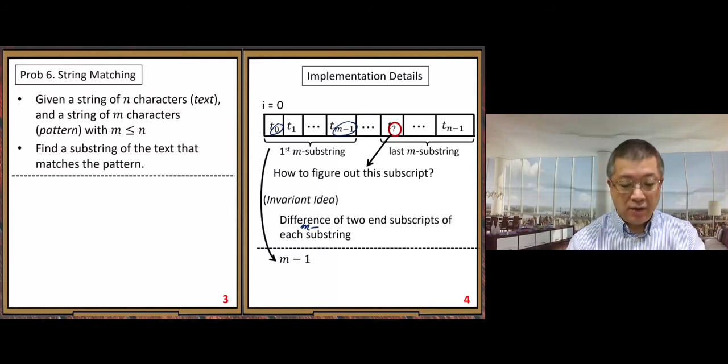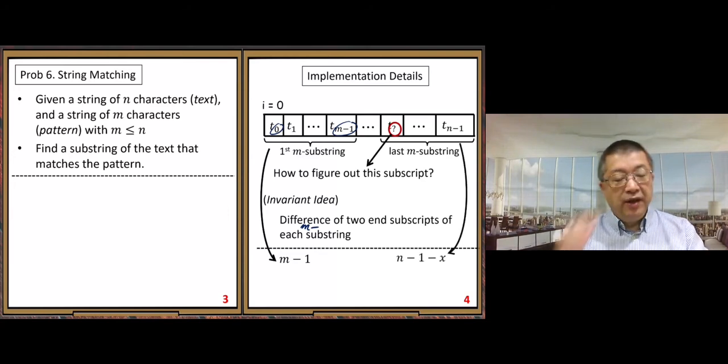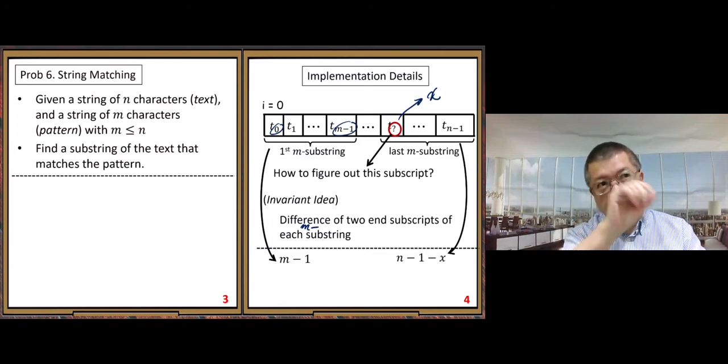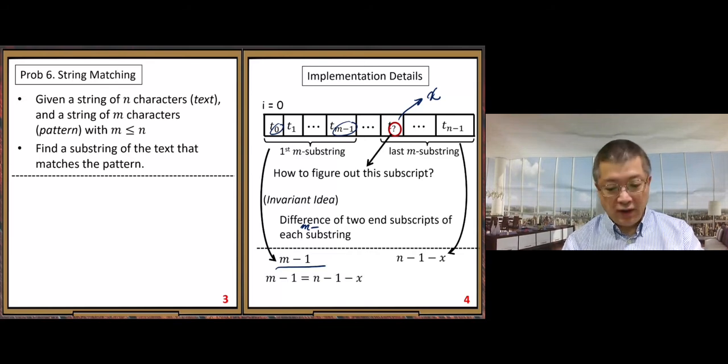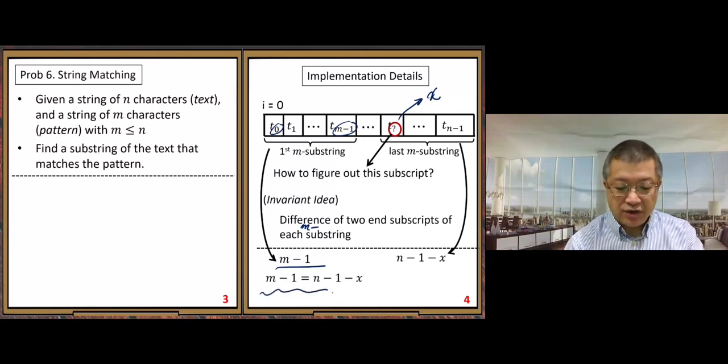All right, so let me show you. Here, the difference of those two numbers. Here I use x to represent the question mark. It's unknown, so we need to solve for this value x. So n minus 1 minus x, the difference of the two subscripts, must be the same as n minus 1, the first one. So we set up this equation.